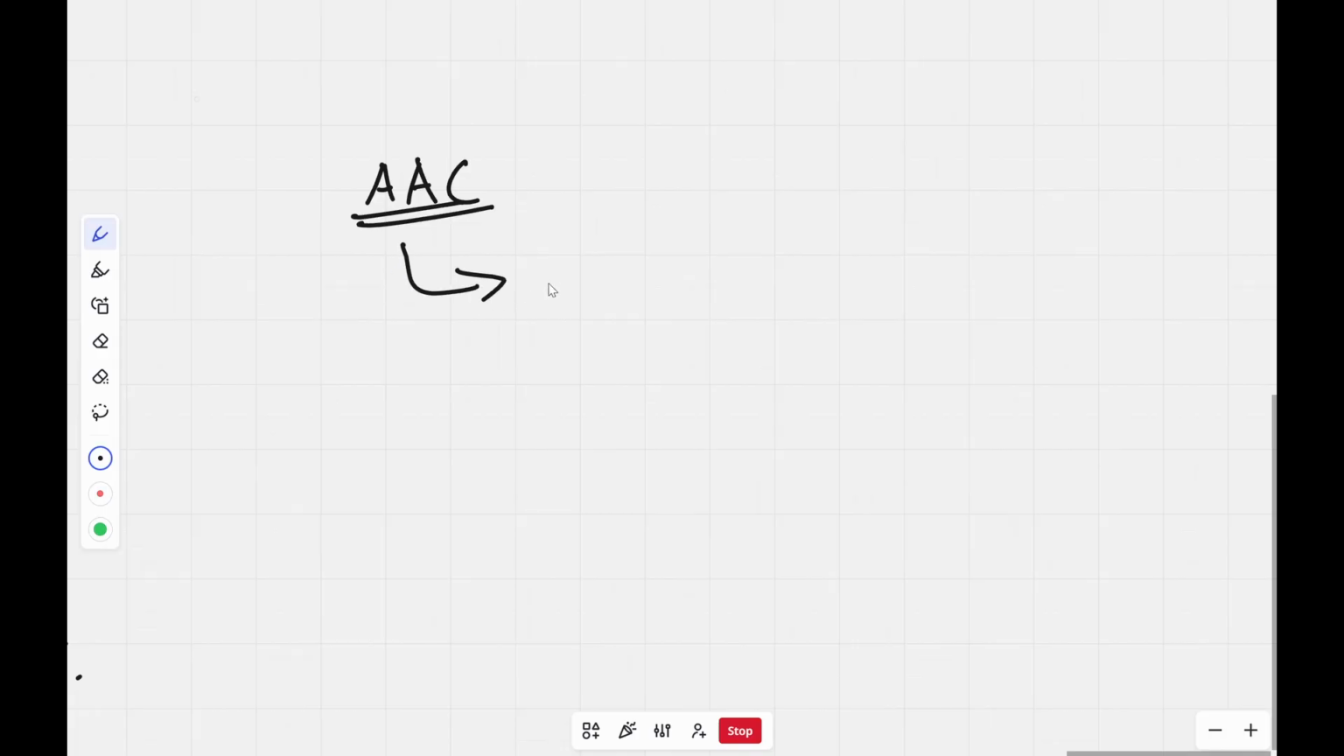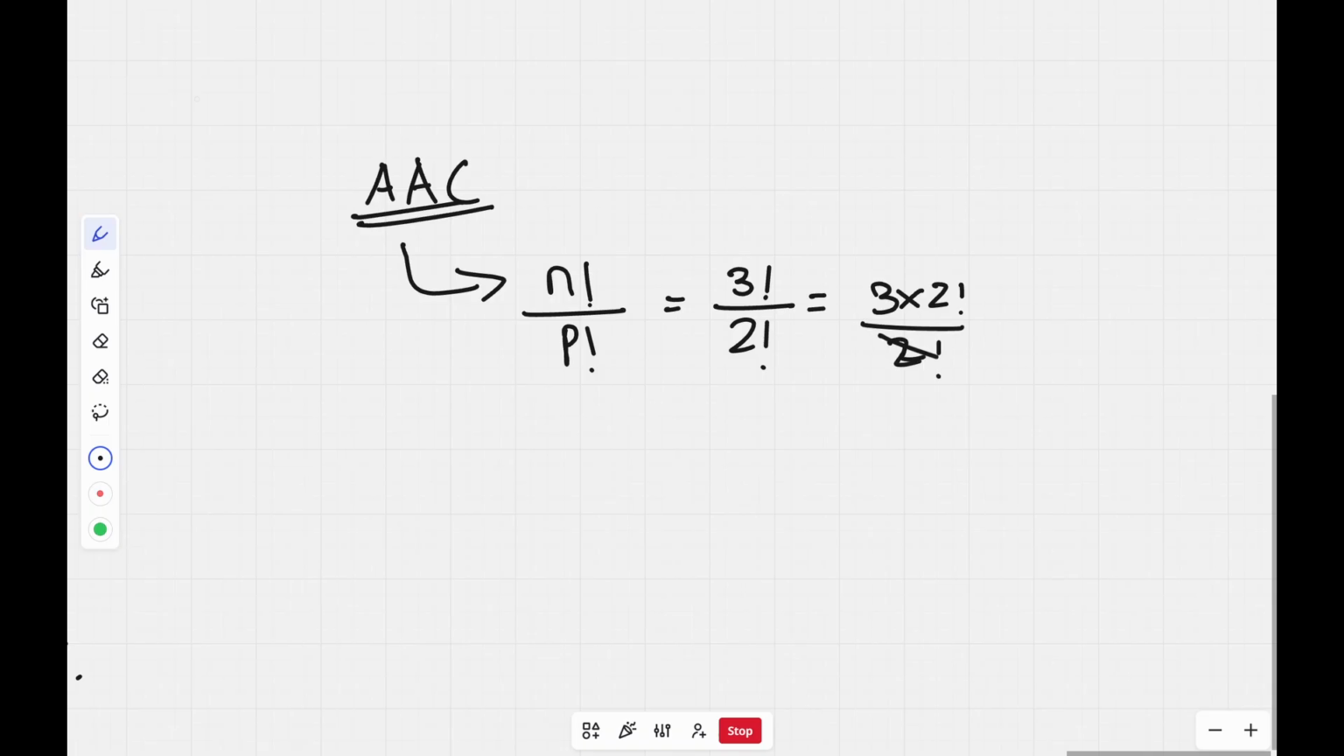Now, first we'll solve using the formula, then we'll solve by actually arranging them. The formula says it's n factorial divided by p factorial, because there's only one letter repeated, so only one p, where n is equal to 3 and p is equal to 2, because A is repeated twice. Now what is this? It is 3 into 2 factorial divided by 2 factorial, where 2 factorials can be cancelled out, and the answer is 3.